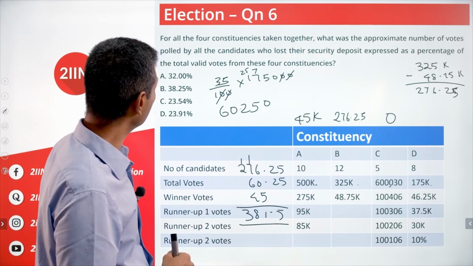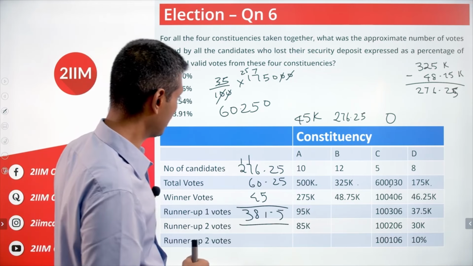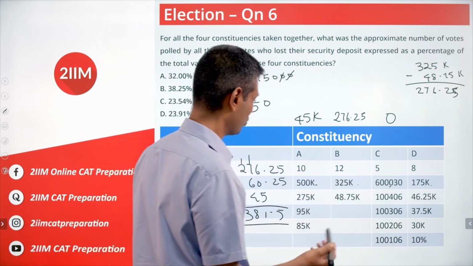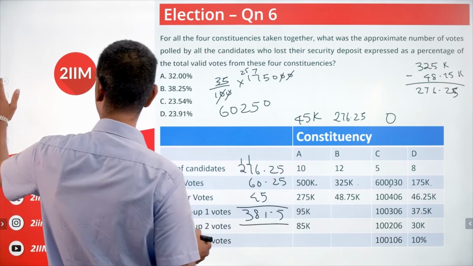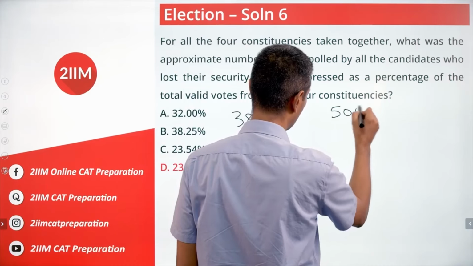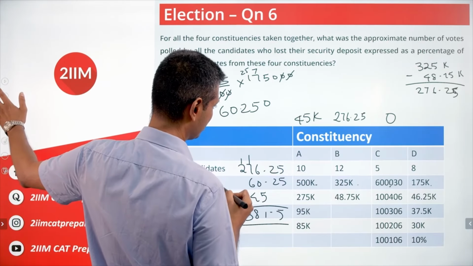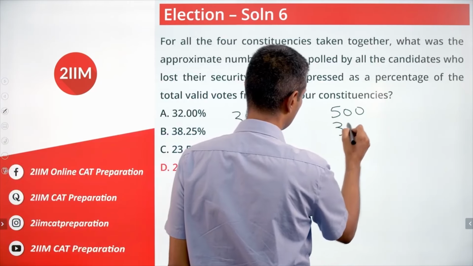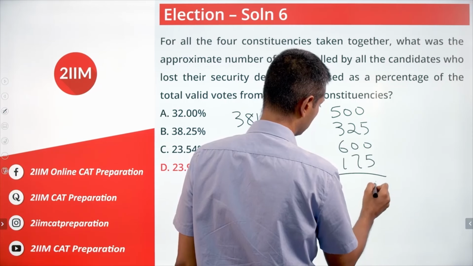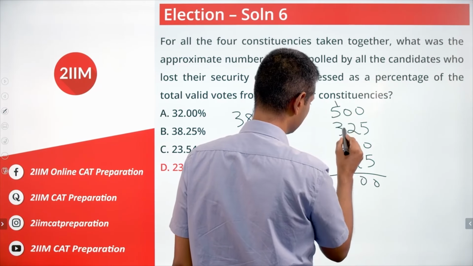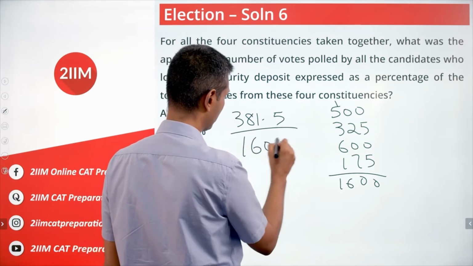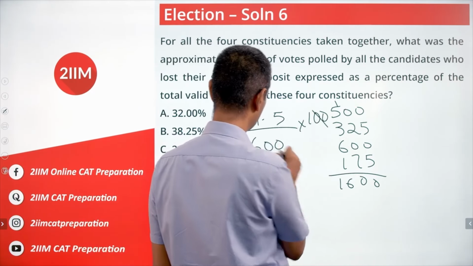Right? And then what is the percentage of total valid votes? Total valid votes is 500, 325, 600, 175. Let's add all of that. 381.5, I know I have. I have 500. Just go back and look at these numbers. 325, 600, 175. This is 0, 0, 1, 6, 9, 15, 16. 381.5 by 1600 into 100. This is the percentage we're looking for.